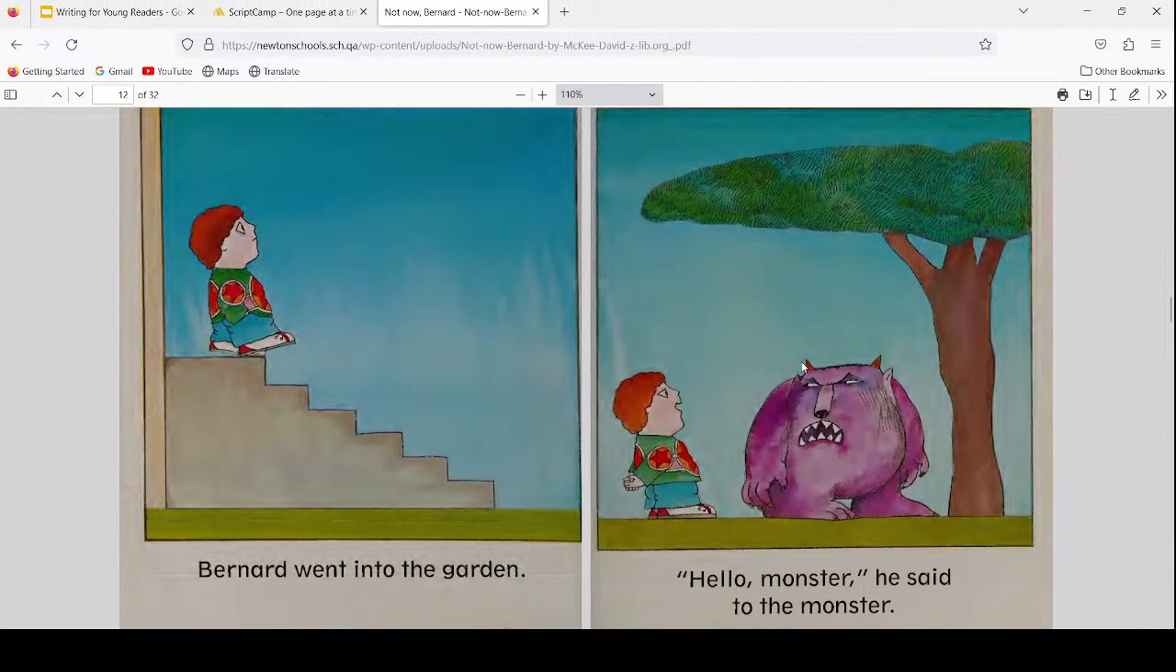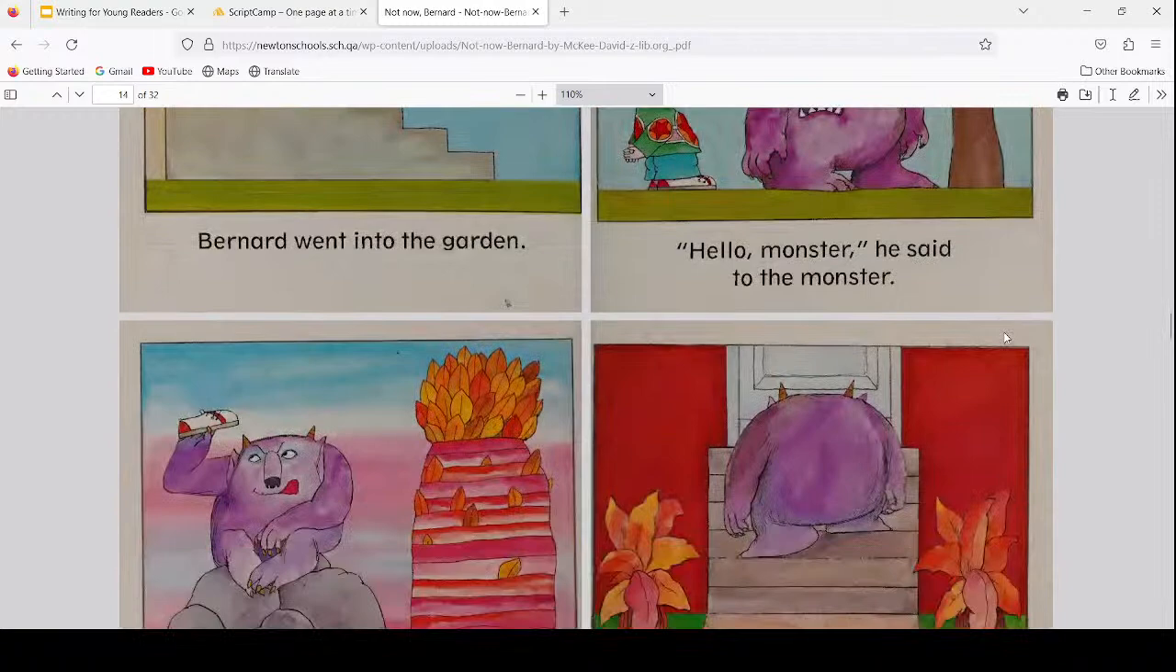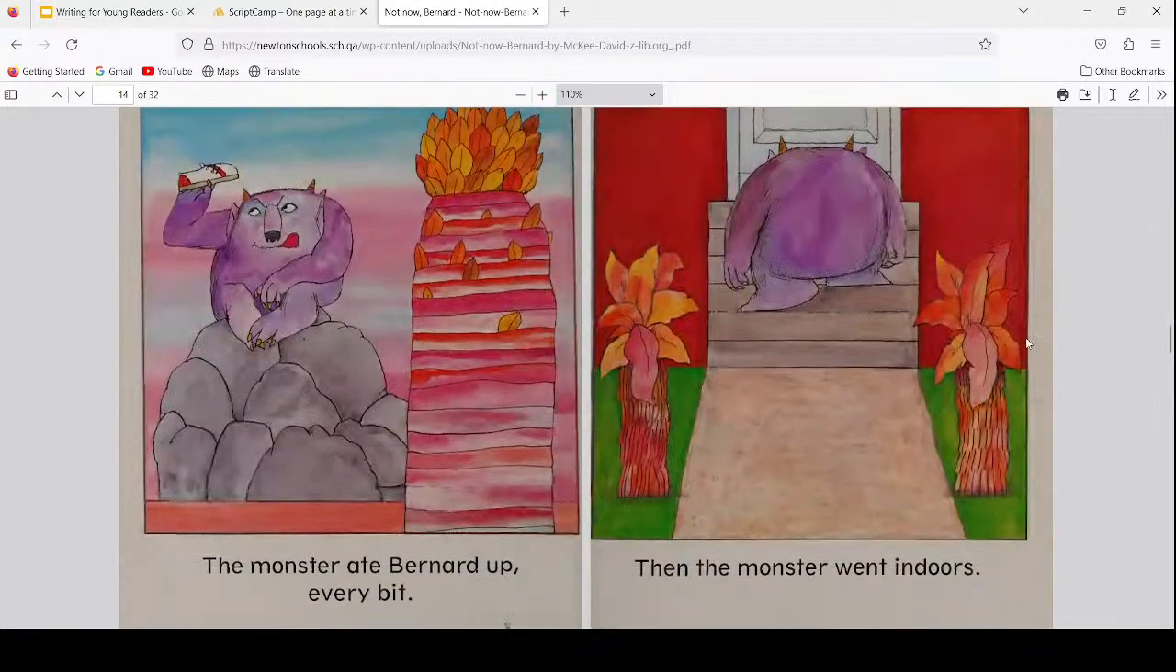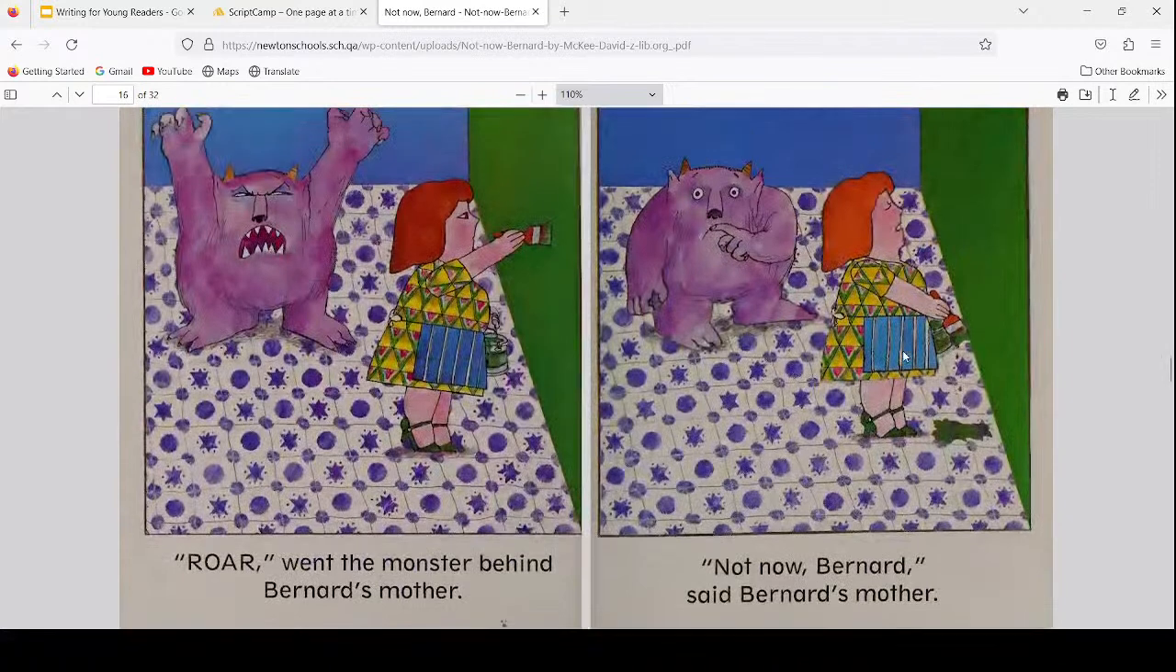So Bernard went into the garden. "Hello, monster," he said to the monster. And this is the bit. The monster ate Bernard up, every bit. And the monster went indoors. Wow. I did not see that coming. I know, right? A picture book where the child dies. Yeah. "Whoa," went the monster behind Bernard's mother.